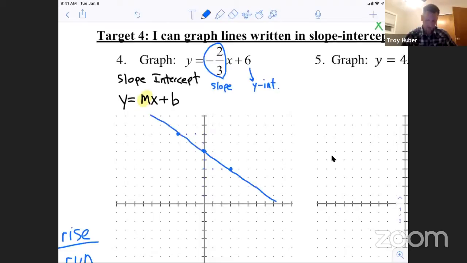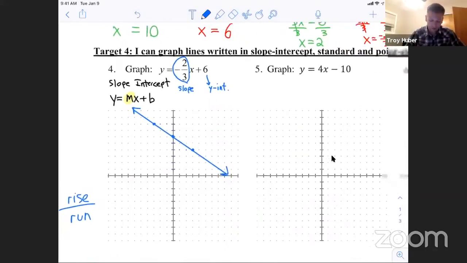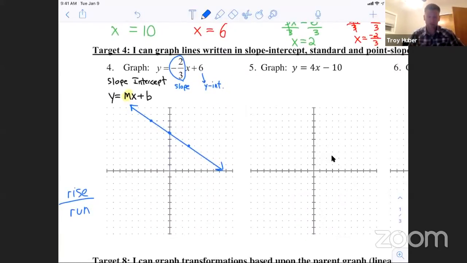Cool little trick. If you have a wiggly line, just hold it down at the end, and on Notability, it will make it straight for you. Makes your life a lot easier, and it makes a nice line when you're done. All right, so that is slope-intercept form. Slope-intercept form, I think, is probably one of the easiest ones to graph. That's kind of my favorite.